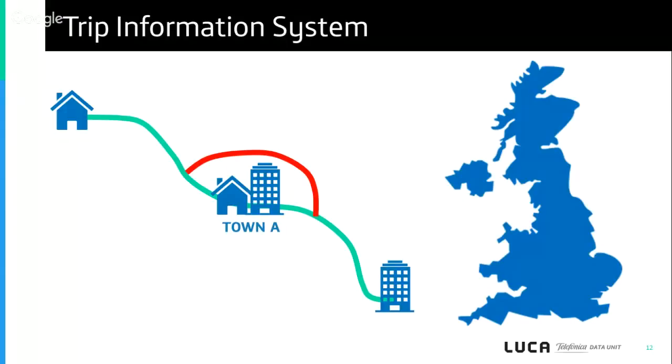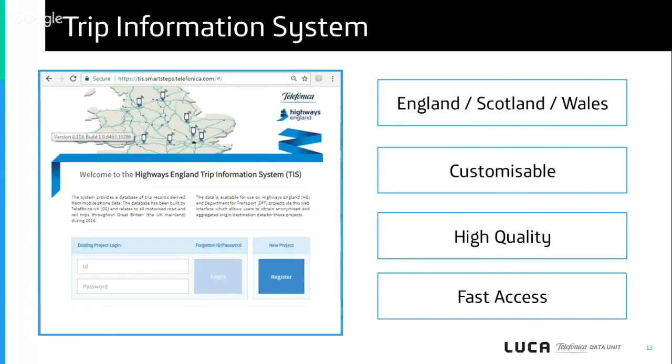So what have we done for Highways England? We've built this web platform. And this web platform allows Highways England employees and their contractors to come in and get that origin destination information. So we've created the system that lets these people come in and choose what data they want to get, specific to their area of study.